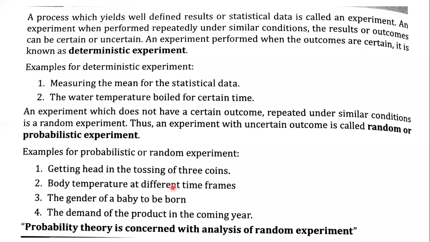So we understood what is an experiment, what is a deterministic experiment. When the outcome, when the result is certain, it is called deterministic. Okay, when the outcome is not sure, when you don't know the outcome, that is called random. Clear?